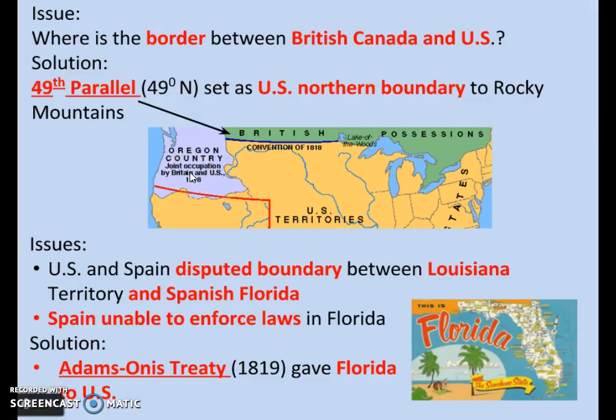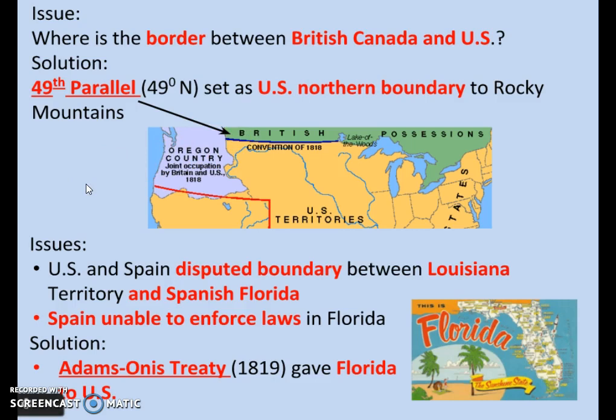Our next issue is, where is the border between British Canada and the U.S. going to be? This solution is fortunately made by a treaty, in which it's set at the 49th parallel, the 49th degree of latitude, and this sets the boundary all the way over to the Rocky Mountains. So the Convention of 1818 with Britain, we draw this line, and that is today still the border between us and Canada.